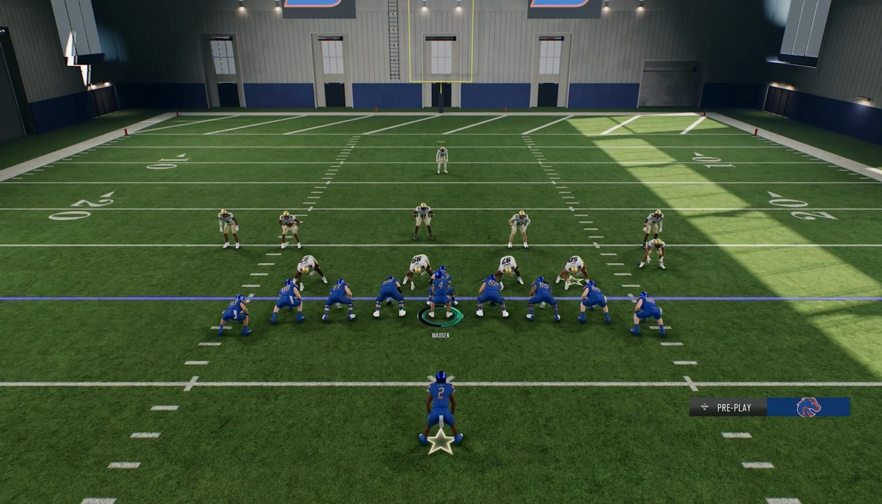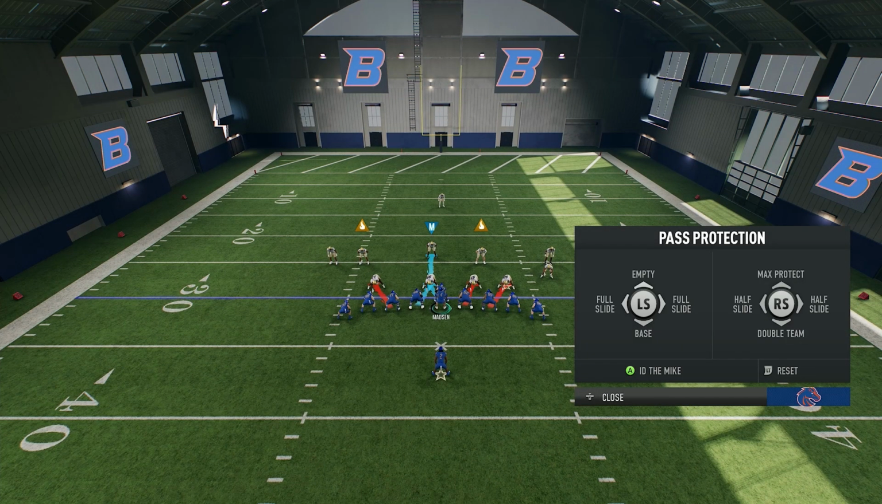Now, if you play with your pass protections, you can press A here on Xbox. I don't know what button it is on PlayStation. I'm assuming, what is the bottom button in PlayStation? Let's see. Is that X? I think it's X.